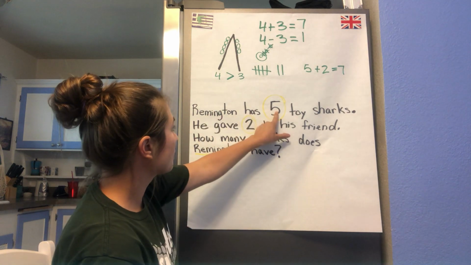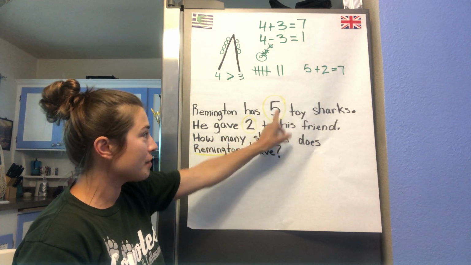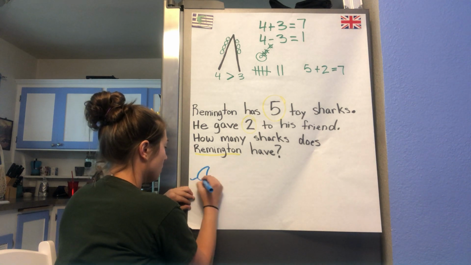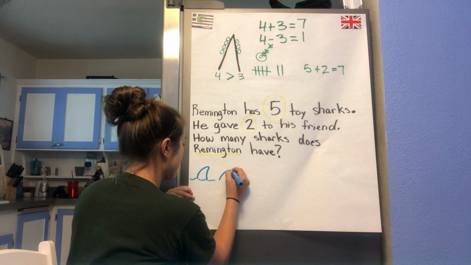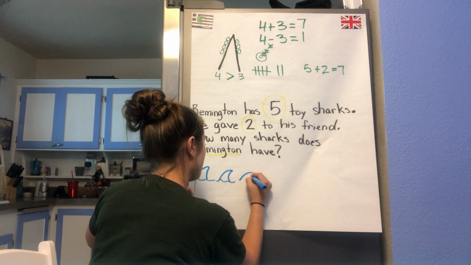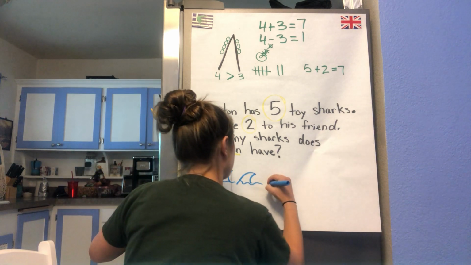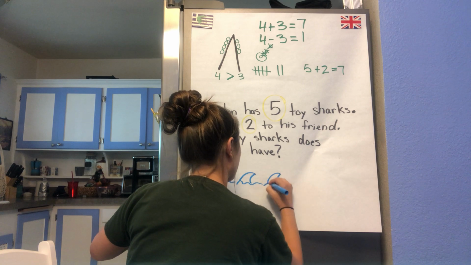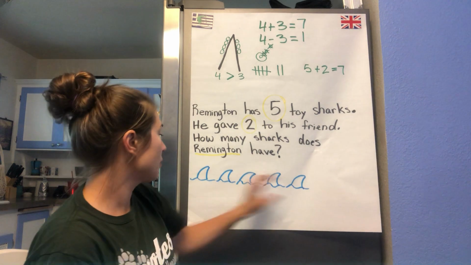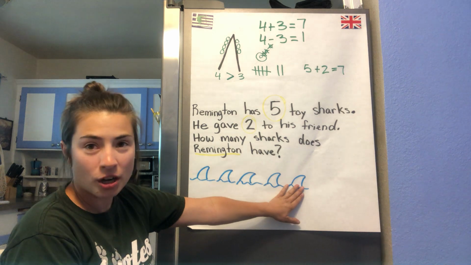I'm going to start with the bigger number, 5. So I'm going to draw a group of 5 sharks. 1, 2, oh boy, there's 3, 4, 5. 1, 2, 3, 4, 5. Remington has 5 toy sharks.